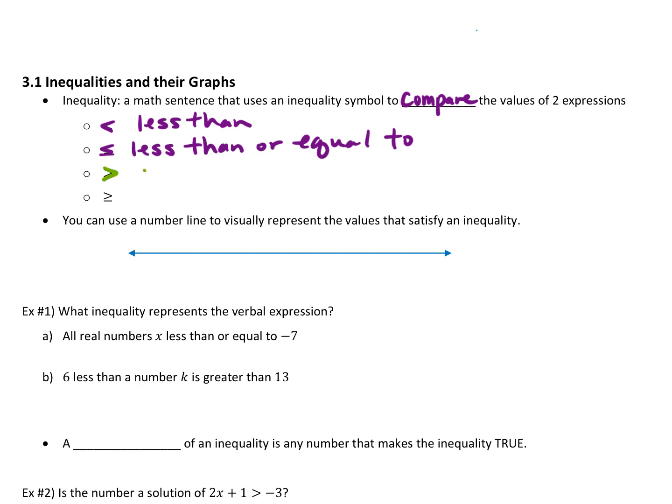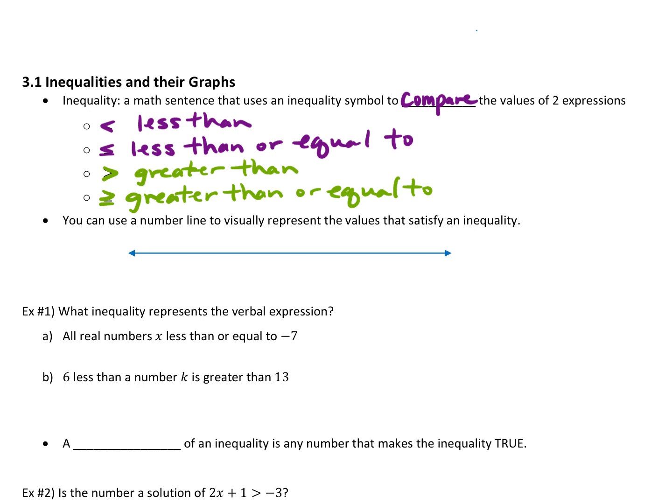Okay, this one is greater than. And then greater than or equal to. So if it has that bar underneath it, it can be equal as well. If it doesn't have the bar, it cannot equal the thing that is on the other side of our equation or our inequality.